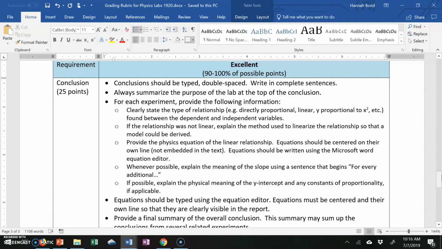That basically means, what was the shape of the graph? Was it linear? Was it a parabola? Was it an inverse relationship? Something like that. If the relationship was not linear, then you will need to explain how you linearized the data so that you could find an equation to fit it. Then you'll provide the physics equation of that linearized relationship, and you will explain the meaning of the slope, and then explain the meaning of the y-intercept.